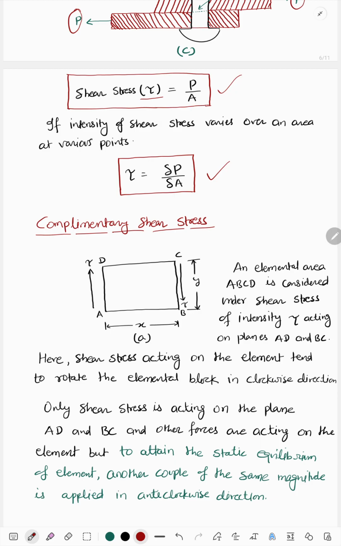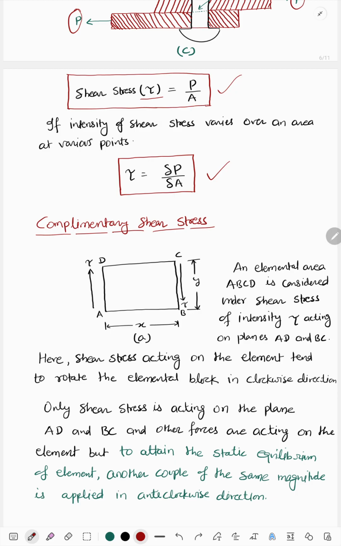So this is applied in this way and this is applied in this way. So what it will do, it will try to rotate in clockwise direction. That's why, when only shear stress is acting on the planes AD and BC and no other forces are acting on the element, this elemental block will rotate in clockwise direction.